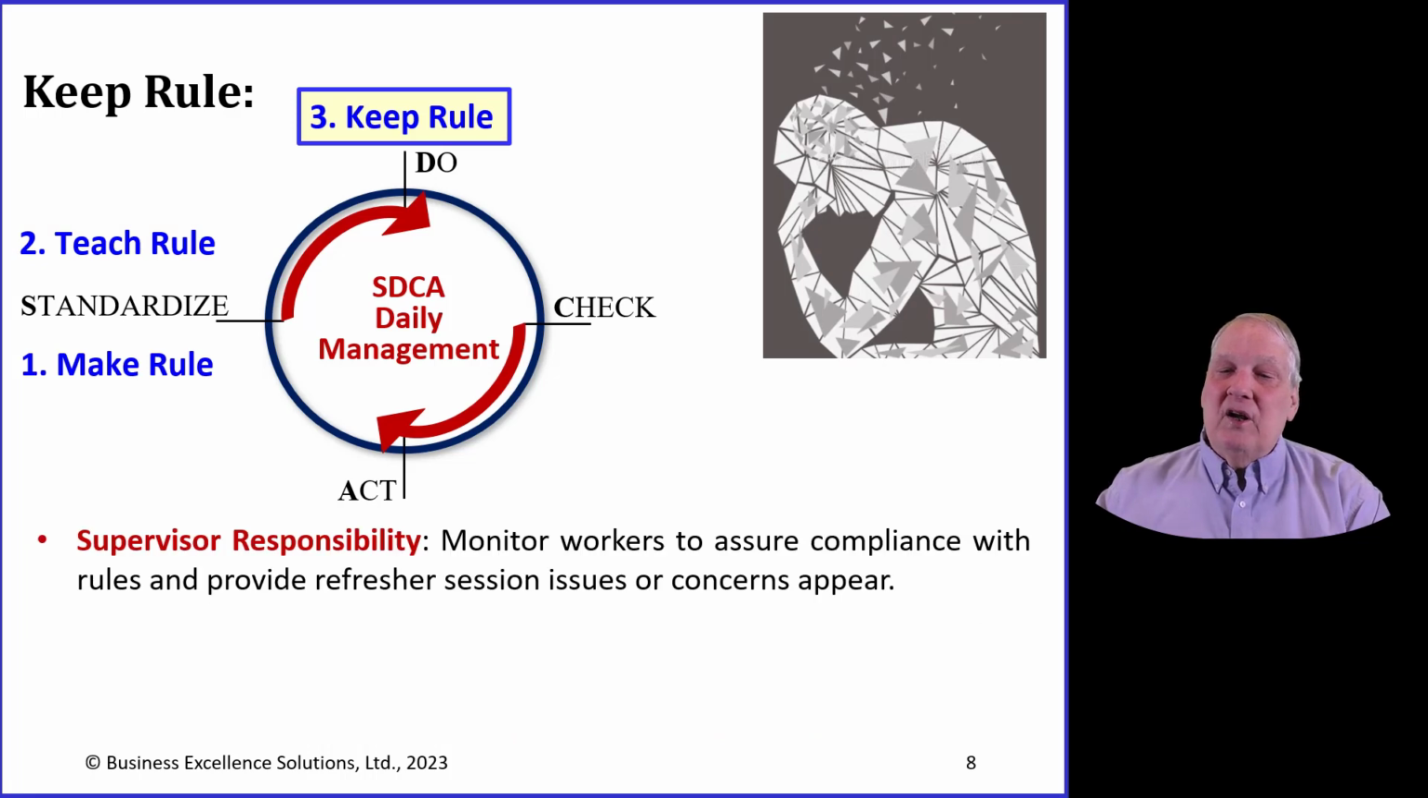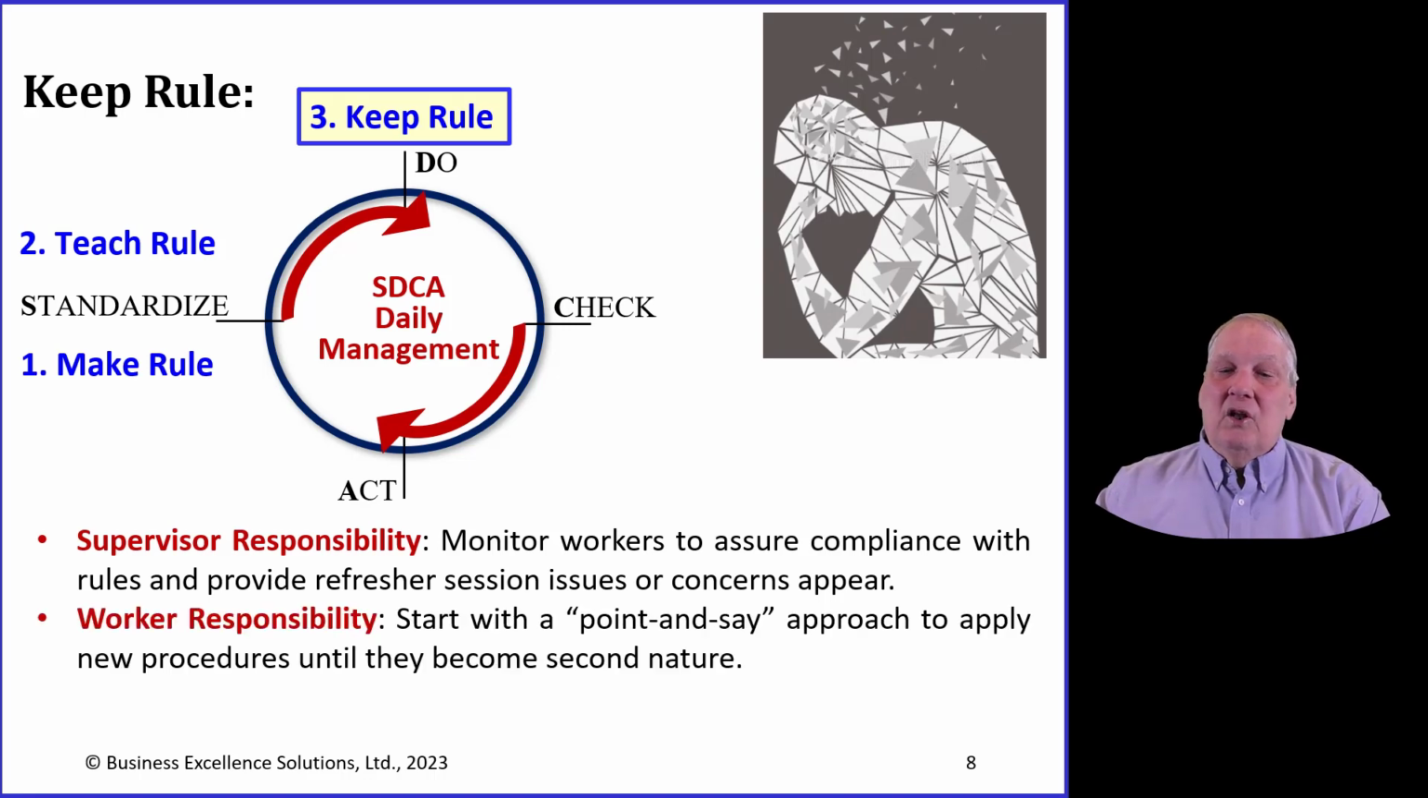The third step is to keep the rule. The supervisor here is responsible to monitor the workers, audit them to assure compliance with the rules, and provide refresher training on issues or concerns that appear in the way they're doing their work. The workers' responsibility begins with point and say. That means they look at the instruction, point, say the instruction, and then perform the task in the real world. They go back and forth between the instructions and the task. So this is point and say until it becomes second nature. And that is not a matter of days, it's usually a matter of weeks or months.